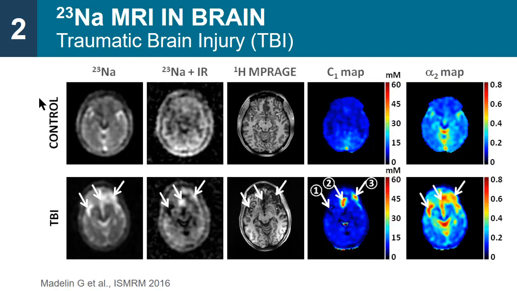So this is an example of traumatic brain injury that we got at NYU. In the control, you do a simple sodium image, at about 5 millimeter resolution. And then the one with inversion recovery, when you suppress the fluid, we expect to attenuate the extracellular signal a lot. This is the MPRAGE for comparison. And if I put this in my little 3 compartment model, we can have a map of the intracellular sodium concentration, which is pretty uniform, about 15 millimolar everywhere. And this is the volume fraction, which is about 0.2 in the parenchyma.